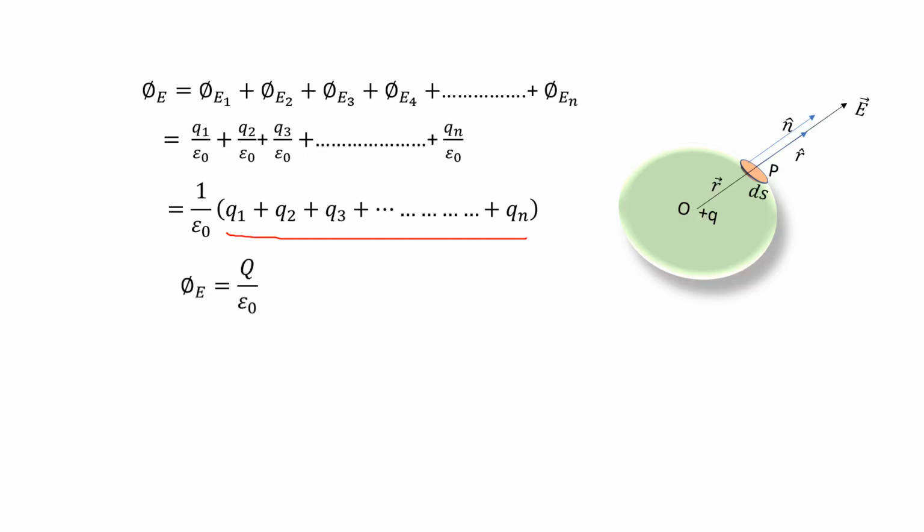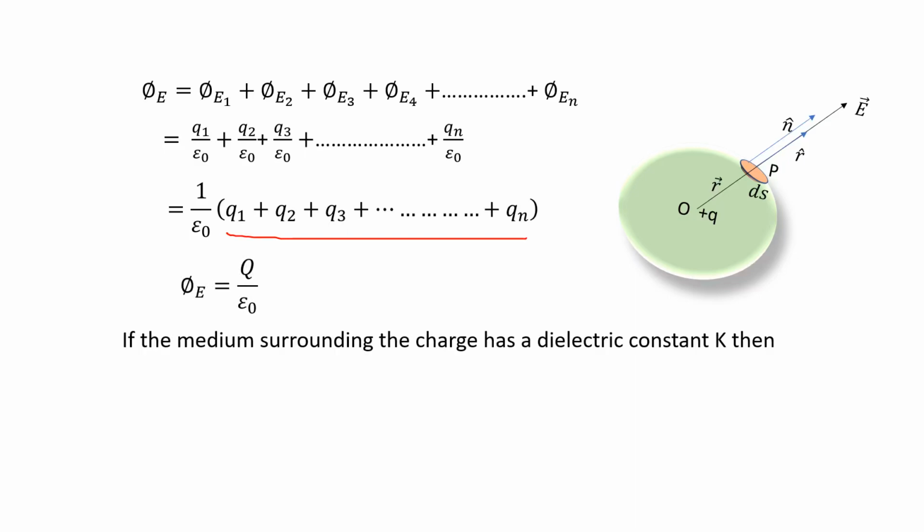So if the medium surrounding the charge has dielectric constant K, meaning the medium is other than air, then in place of epsilon naught we write K times epsilon naught. This is the permittivity of the medium, K is dielectric constant, epsilon is the permittivity of the medium. So the formula becomes phi E equal to Q upon epsilon.